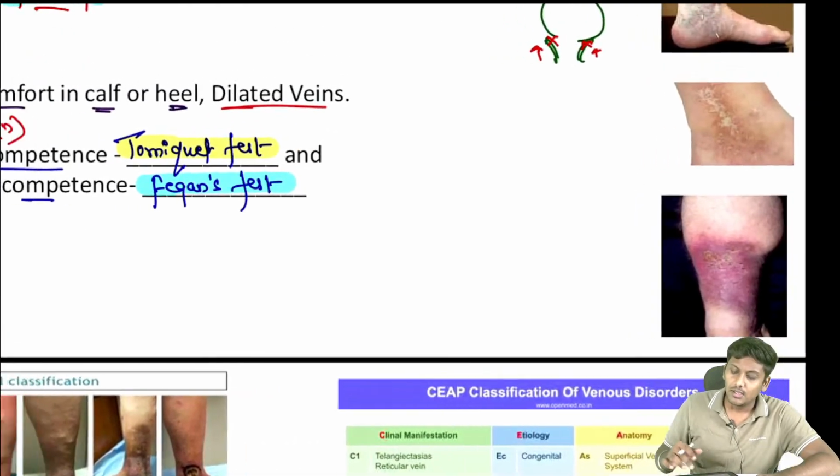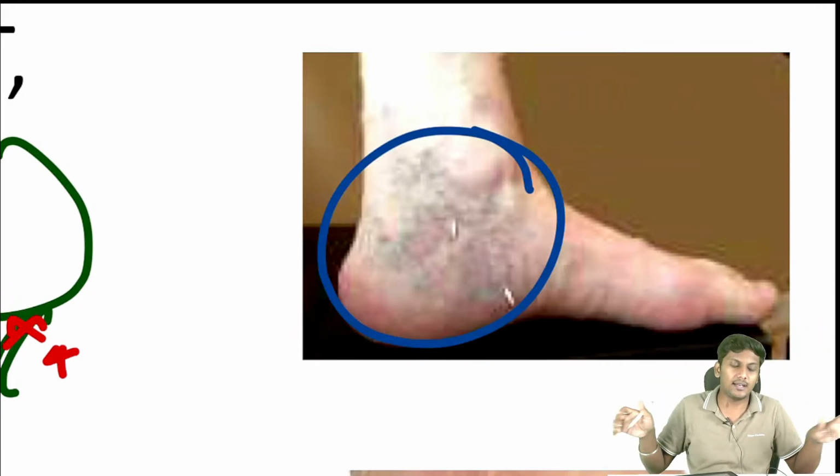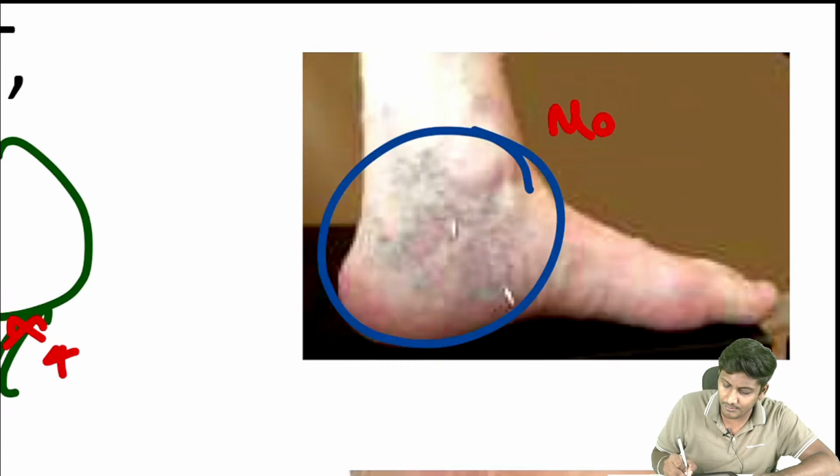ठीक है? Important is you can see this classical picture. What is seen over here? Can you see the small veins at the level of the ankle are dilated? Yes, and these dilated veins are actually forming a fan-like pattern. Fan-like pattern बना रहे हैं ना? This is called the classical malleolar flare. Are you able to see this?